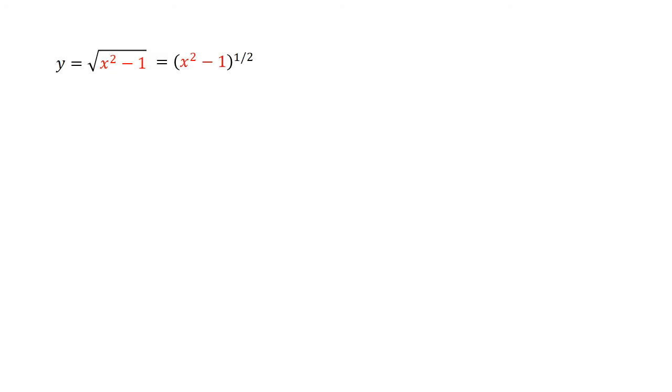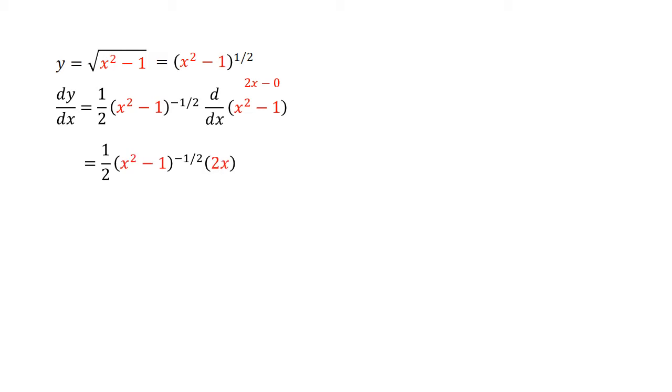We can see obviously that the inside function is x squared minus 1. Then dy by dx is the derivative of u to the 1/2 power, which is 1/2 times u to the power 1/2 minus 1. That is 1/2 times (x squared minus 1) to the power of negative 1/2, since 1/2 minus 1 is negative 1/2. And then times du by dx, the derivative of x squared minus 1. The derivative of x squared is 2x and the derivative of 1 is 0, so it would be 2x. Then simplifying, we have x divided by the square root of x squared minus 1.